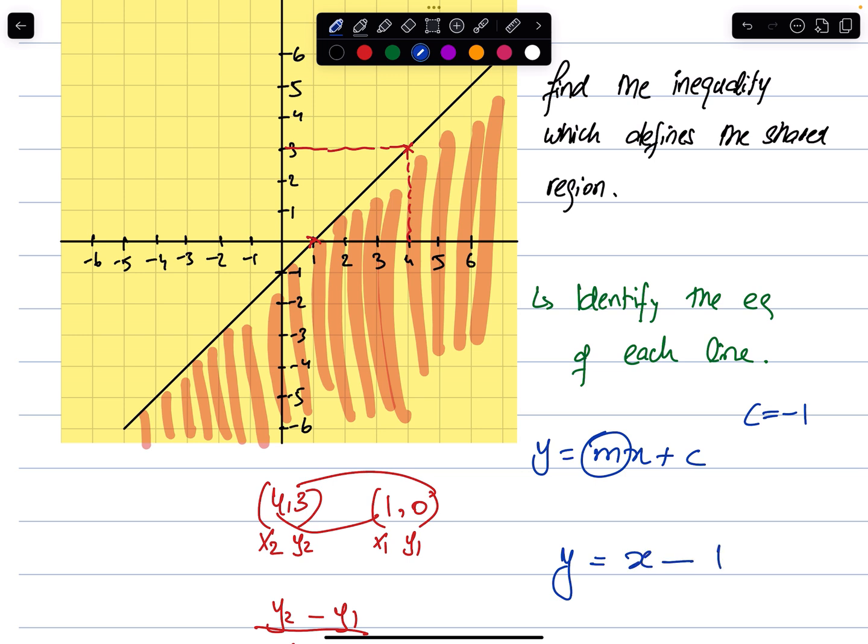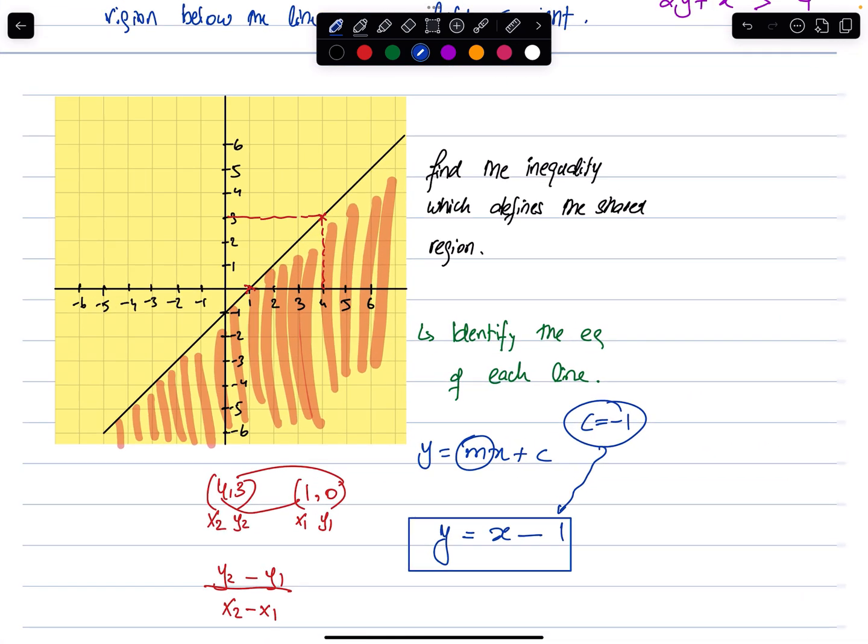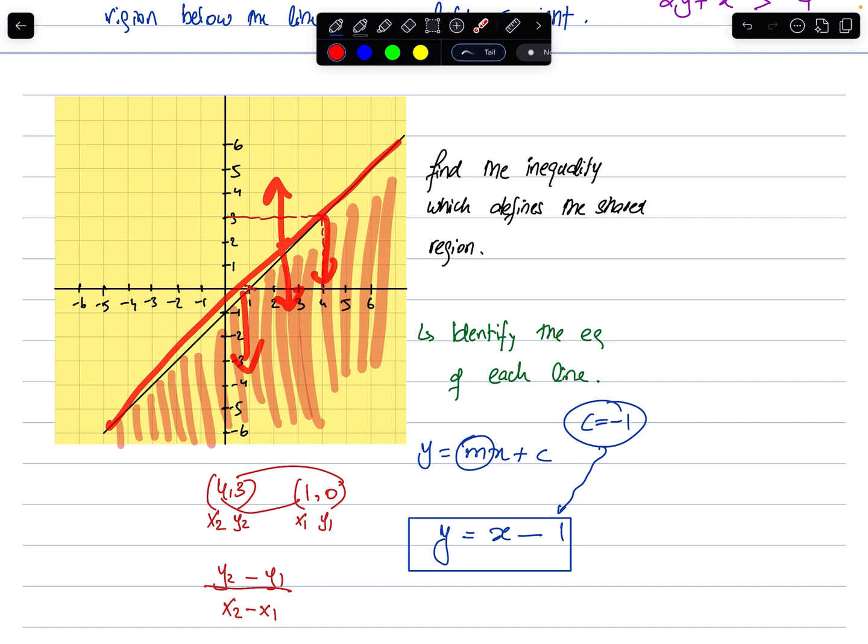Where did the -1 come from? It was the y-intercept. So here we put y equals -1. Now I have the equation of the line. My next question is: is the shaded region above the line or below the line? The answer is that the shaded region is below the line.